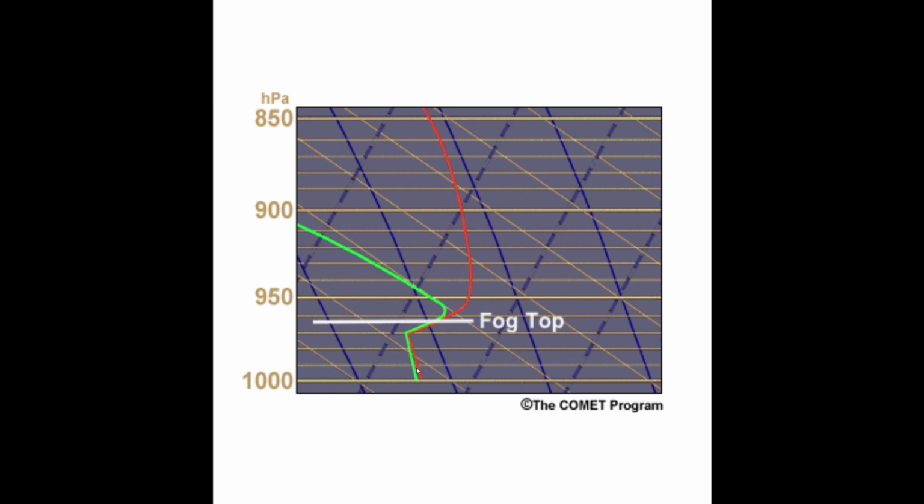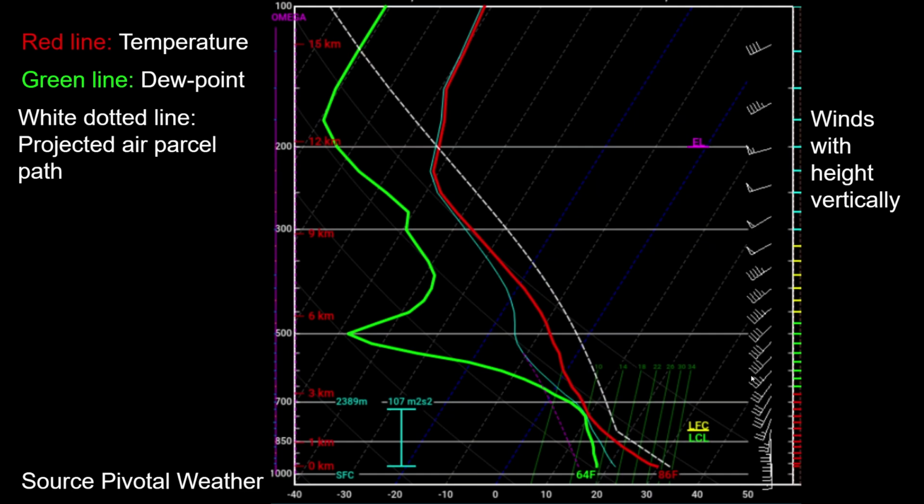So basically, what you're seeing here is the red is the temperature, and then the green is the dew point. So here, this is a better example of what a skew-t chart actually looks like. So you have your surface temperature of 86, and then your dew point of 64.